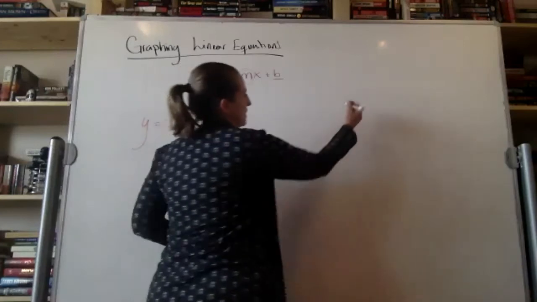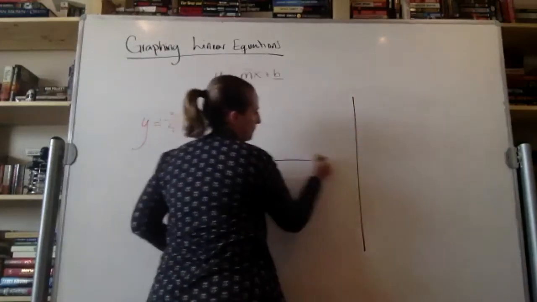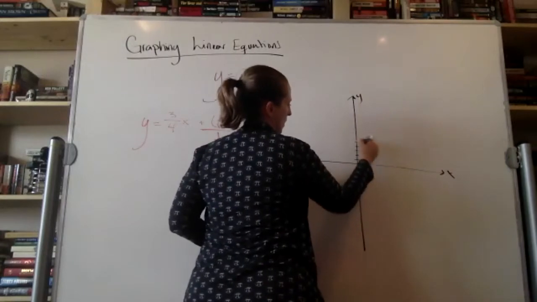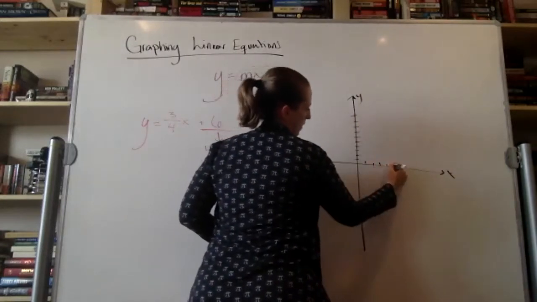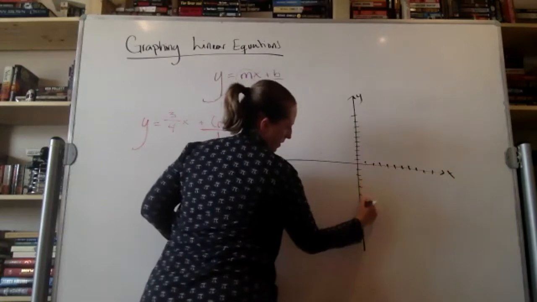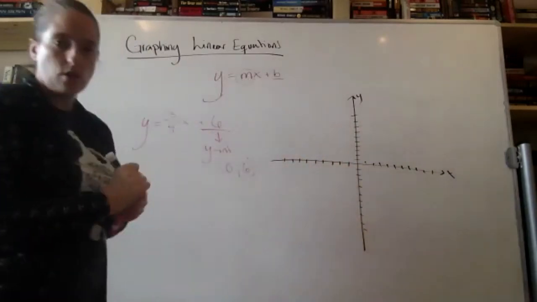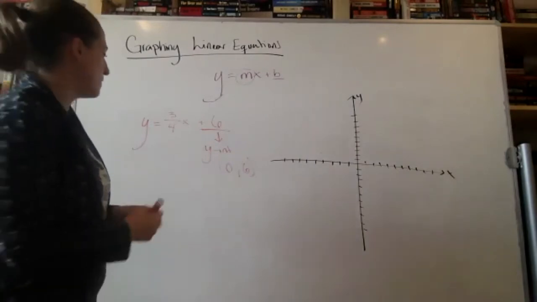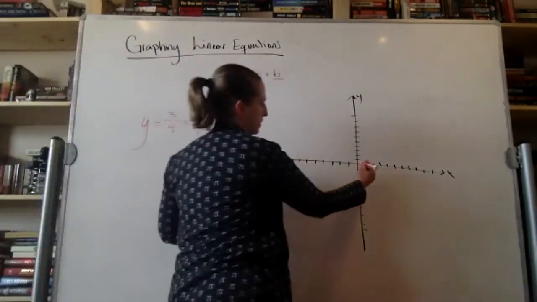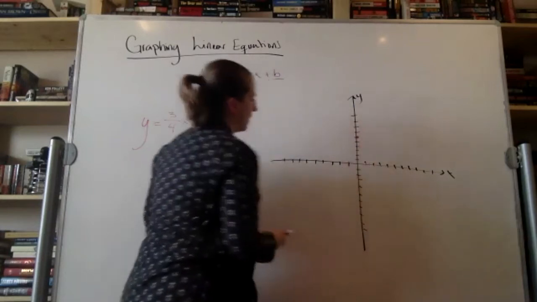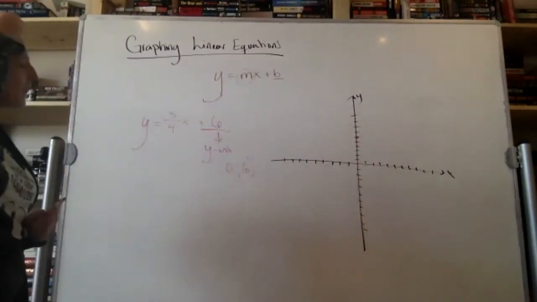So if I give us a little Cartesian coordinate system here, okay, so here's a little Cartesian coordinate system that we're going to try and graph this line on. I know 1 point. I know the point 0, 6. 1, 2, 6, which is right here, our y-intercept. Okay? Now I need another point.